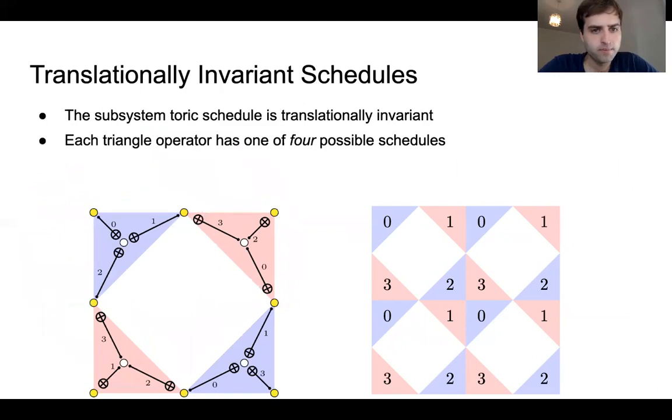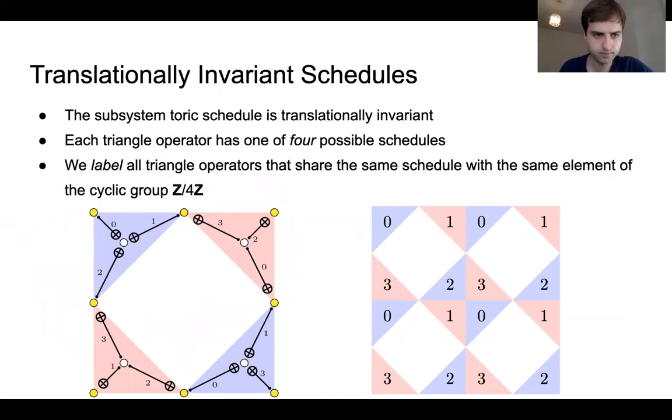Each triangle operator has one of 4 possible schedules as a result, because there are 4 gauge operators in each face. So what we can do is label all triangle operators that share the same schedule with the same element of the cyclic group Z4. So here, all of the northwest ones, we label them 0, and 0 just means it has this schedule on the left here.